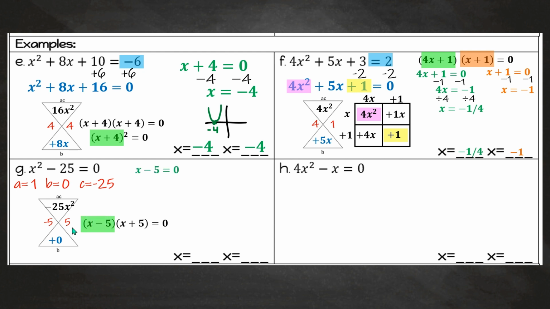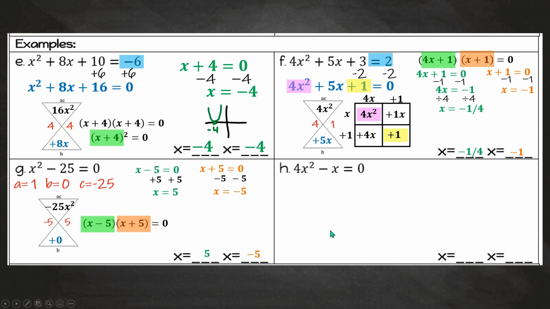So when I take x minus 5 and set it equal to 0, add 5 to both sides, and x is equal to 5. When I take x plus 5 and set it equal to 0, subtract 5 from both sides, and I get negative 5. So my two solutions are 5 and negative 5.